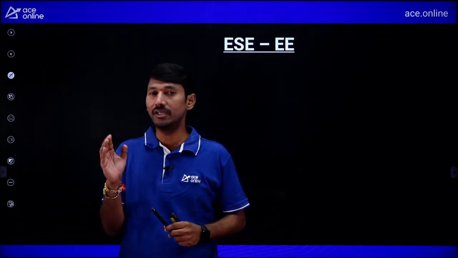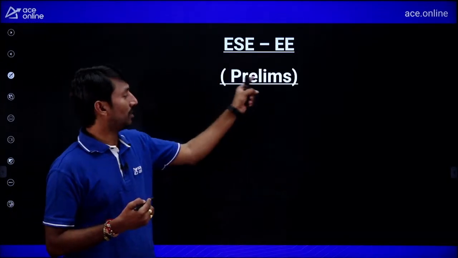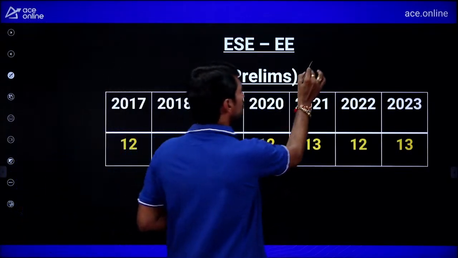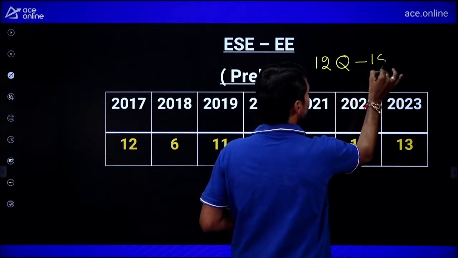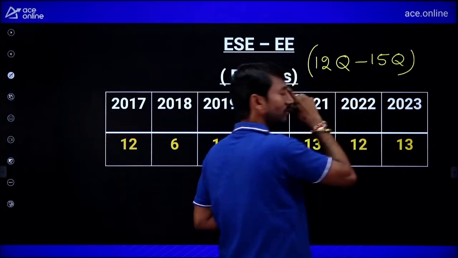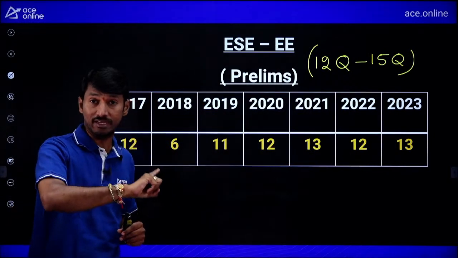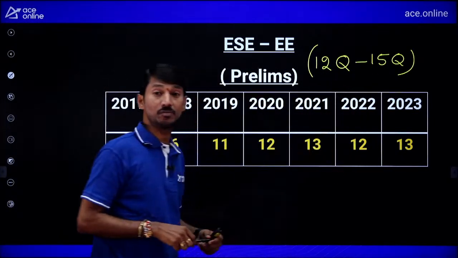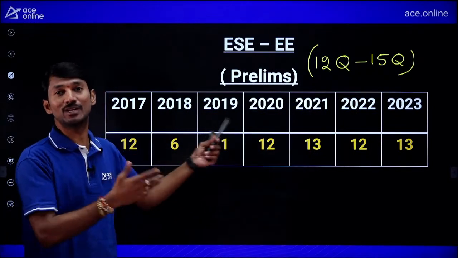ESE electrical, generally 12 to 15 questions in the prelims paper. In the prelims point of view, how many questions? 12 to 15 is a general weightage. So I'm writing here 12 questions to 15 questions. I hope everyone knows that. In the ESE, each question carries 2 marks in the prelims. That's why 12 questions to 15 questions means 24 marks to 30 marks. That is the weightage of this subject.